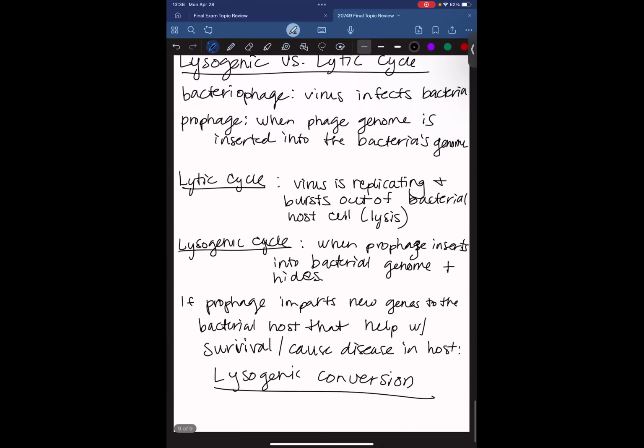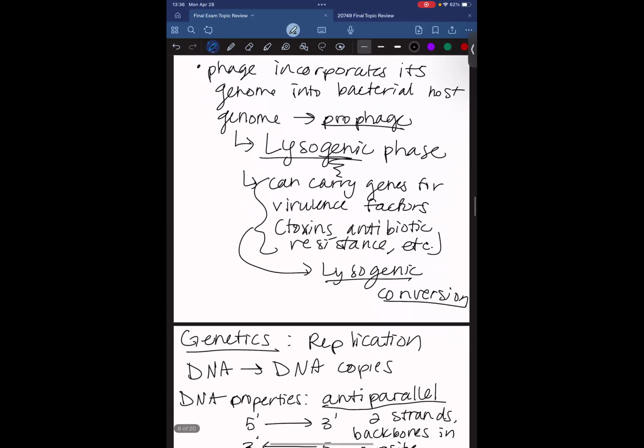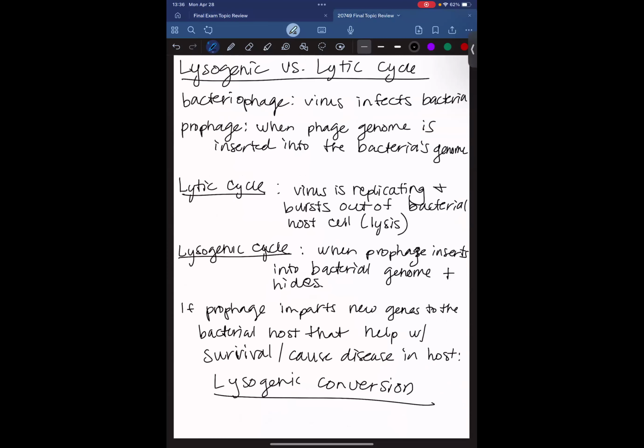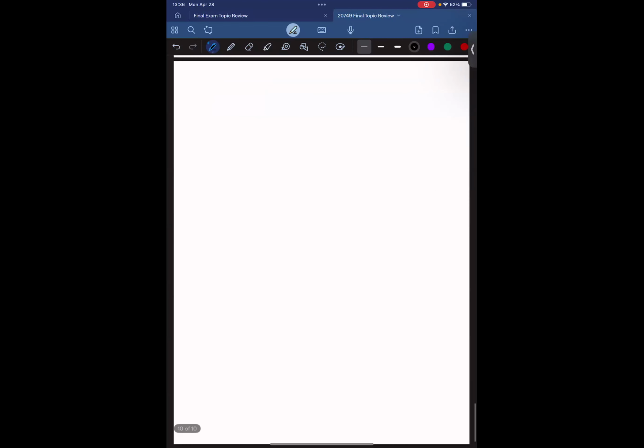All right, now let me make sure that we're going on the right path. We are. Let's get into genetics. We're going to start off with DNA replication. This is a process of making copies of DNA.